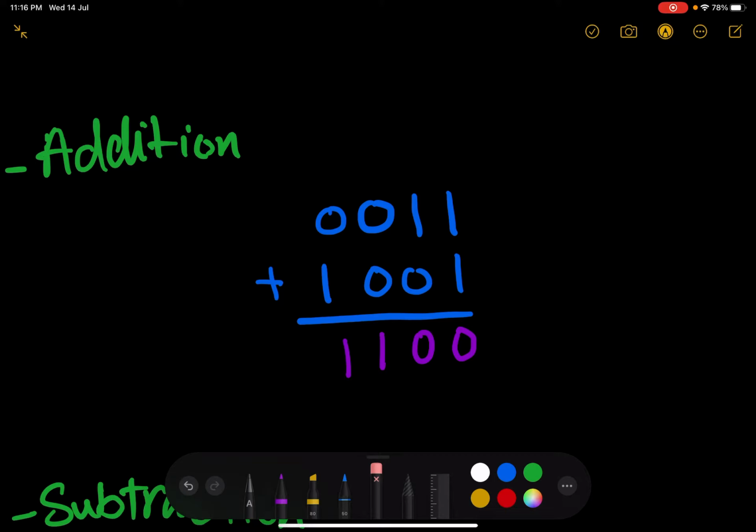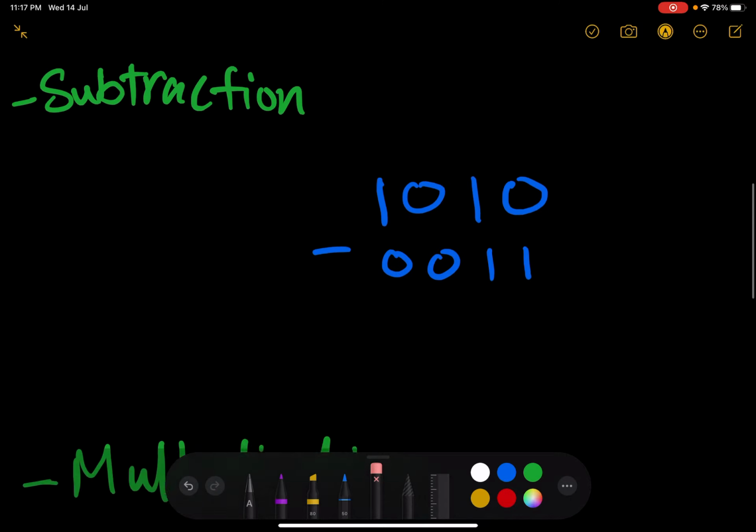So this number is 3 and this number is 9, and as you know 3 plus 9 is 12, and here we're adding 8 and 4, which will give us 12 actually, because here we have 1, 2, 4, 8, and adding these together will give us 12, so our answer is correct. Let's move to the next example.